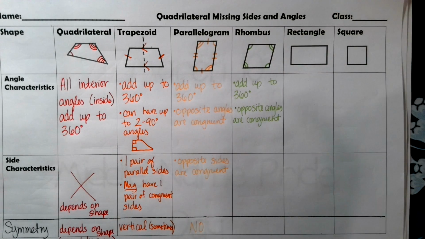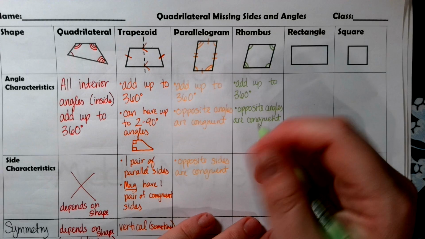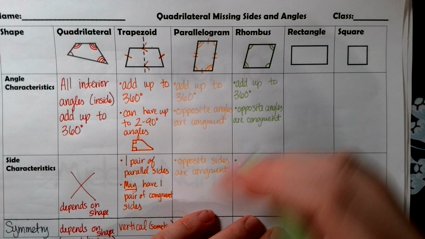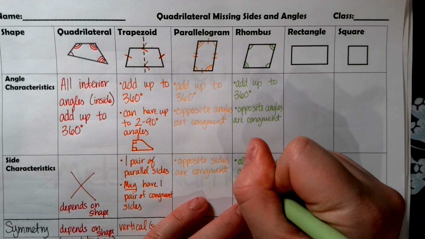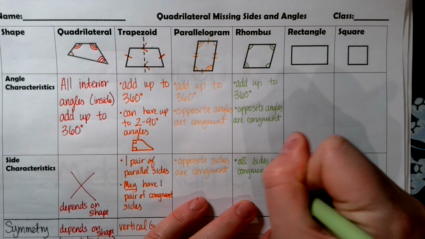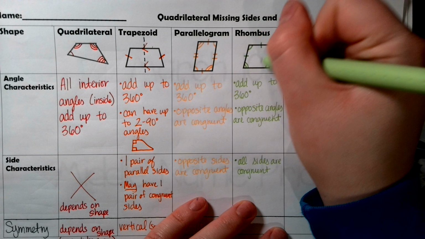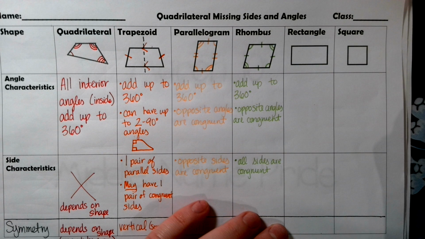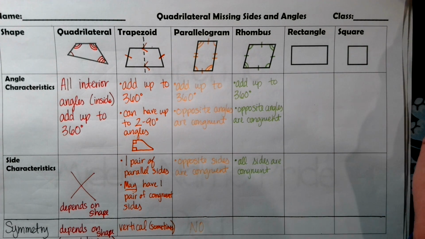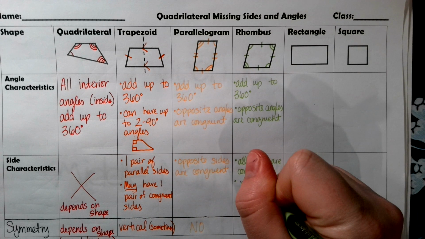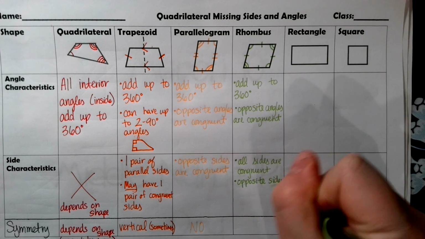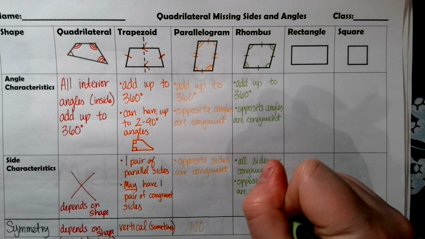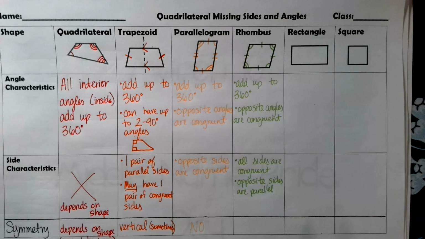So, moving on to the sides of a rhombus. All sides are congruent. All of my sides are the exact same length. They are all congruent. Opposite sides are parallel. Oh, we forgot to add that on the parallelogram too.